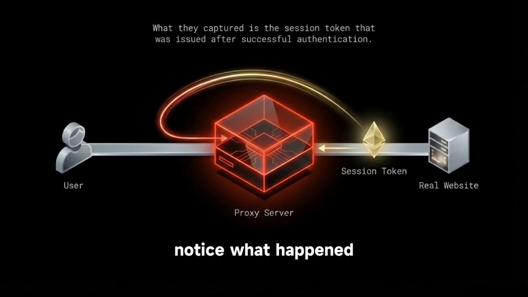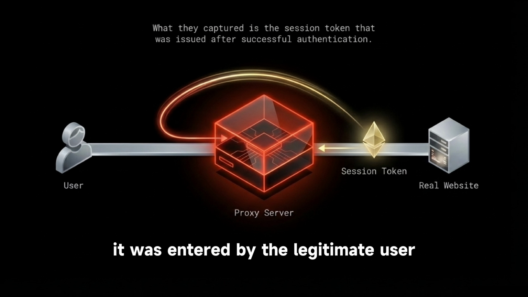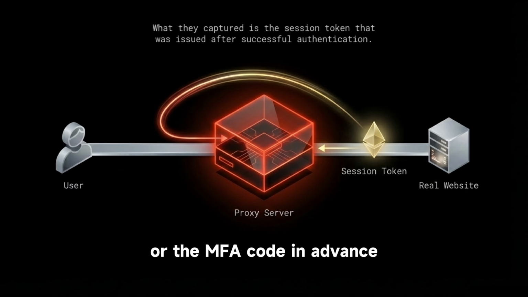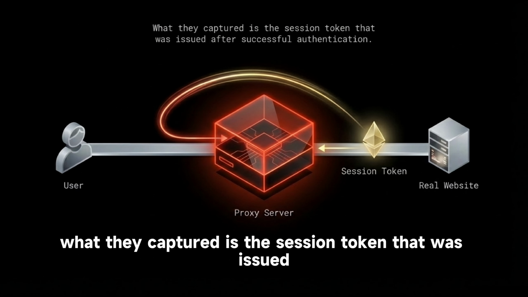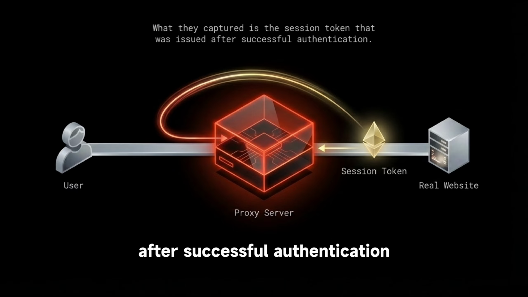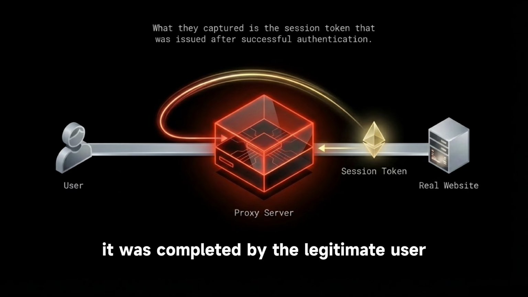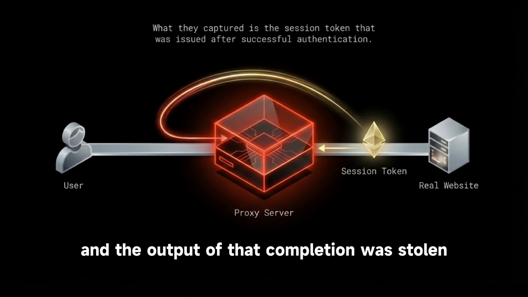Notice what happened. The MFA code was real. It was entered by the legitimate user. The authentication event was genuine. The attacker did not need to know the password or the MFA code in advance. They relayed both in real time. What they captured is the session token that was issued after successful authentication. The verification was not bypassed. It was completed by the legitimate user, and the output of that completion was stolen.